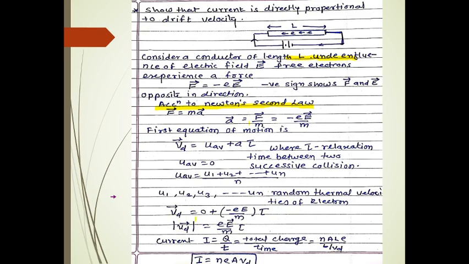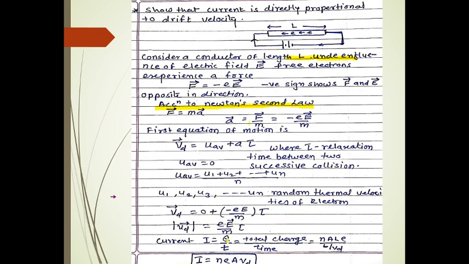Substituting this value, V average equal to 0, the drift velocity Vd in magnitude equals eE by m into tau. Then the current flowing through the conductor, where A is the area of the cross section, n is the electron density, L is the length and e is the charge on the electron.